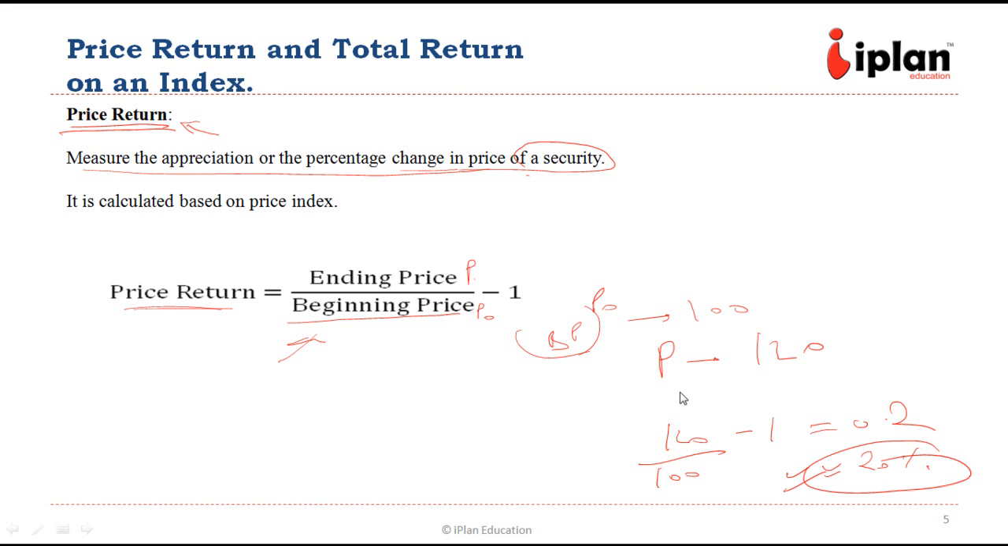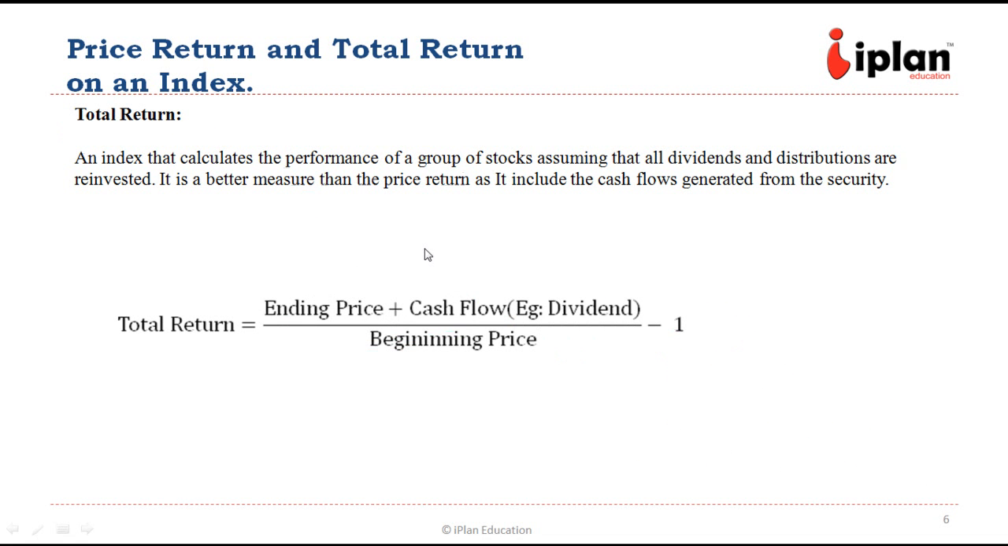This return is due to the appreciation in the price. This is also called capital gain. So here we have ignored all the dividends and other earnings on the security. We are just looking at the price. But when we look at the total return, we need to consider all the dividends and payments. So when we talk about total return, we need to include the cash flows. In addition to the ending price, we need to look at the dividends, etc. as well.